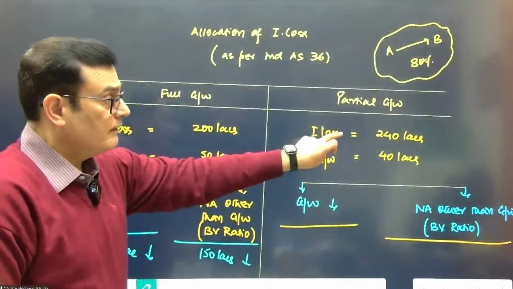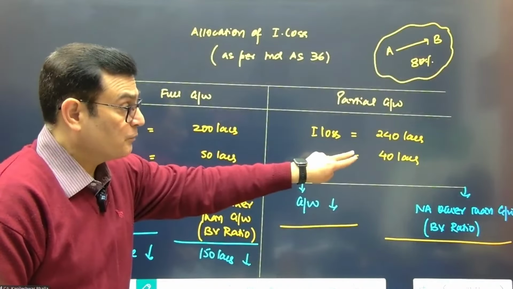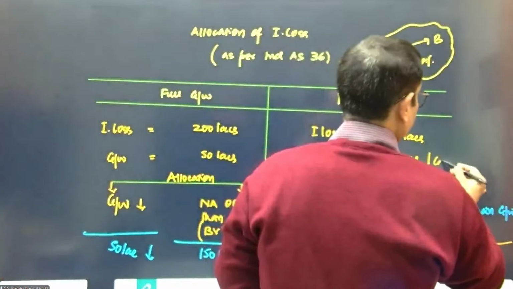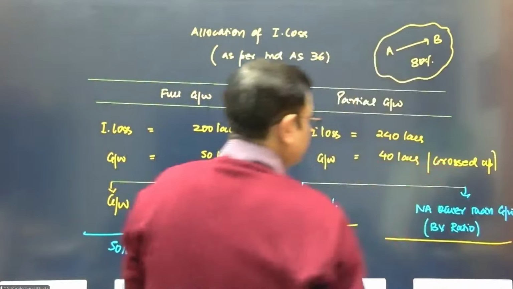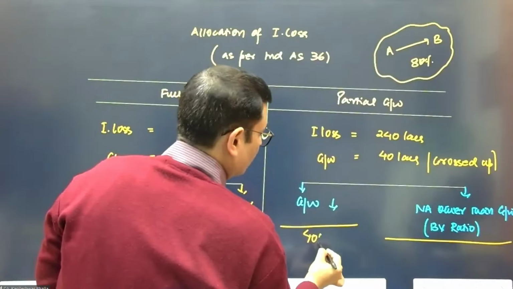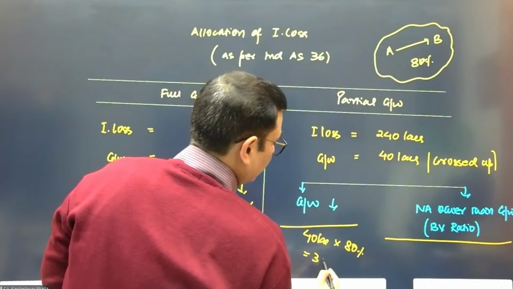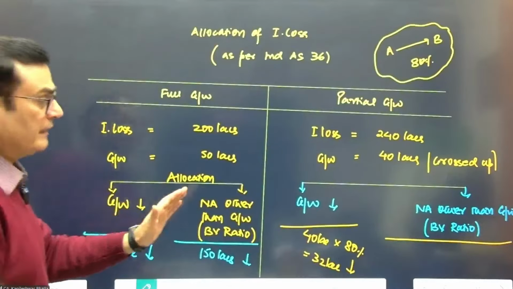We will gross it up now. This goodwill is already the grossed up goodwill, to the extent of 80%. So can I say I will decrease the goodwill 40 lakhs into 80%? That is 32 lakhs. Wonderful. Here it was 100, here it is 80%.